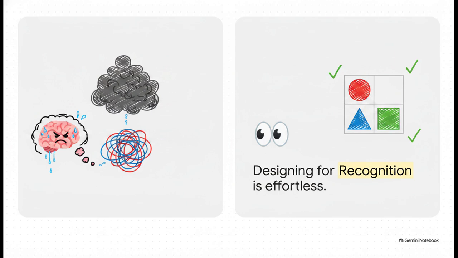Shneiderman points out a huge psychological quirk here. We should always design for recognition, not recall. Why? Because human short-term memory is shockingly limited. Generally speaking, our brains can only juggle about 7, give or take 2, chunks of info at a time. Asking a user to pull a specific text command out of thin air is a massive cognitive burden. But picking an option from a visual menu they recognize, that's totally effortless.